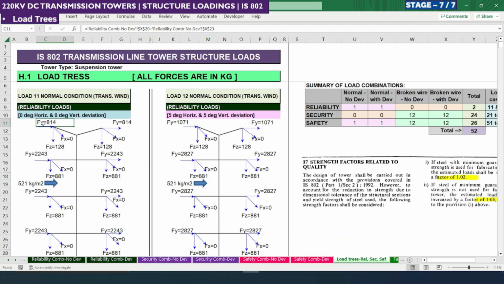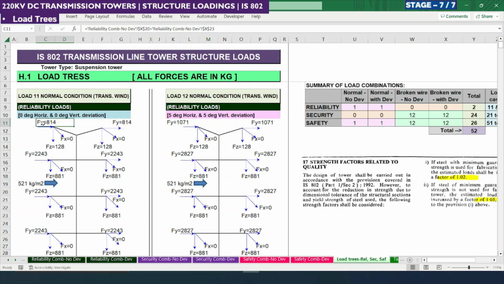All the Fi indicate the load in the transverse direction. Transverse means perpendicular to the conductor or earth wire span. Longitudinal means parallel to the conductor or earth wire span. So fix this in your mind: longitudinal is parallel to the conductor or earth wire span, and transverse is perpendicular to it. This is the direction of things we need to consider.